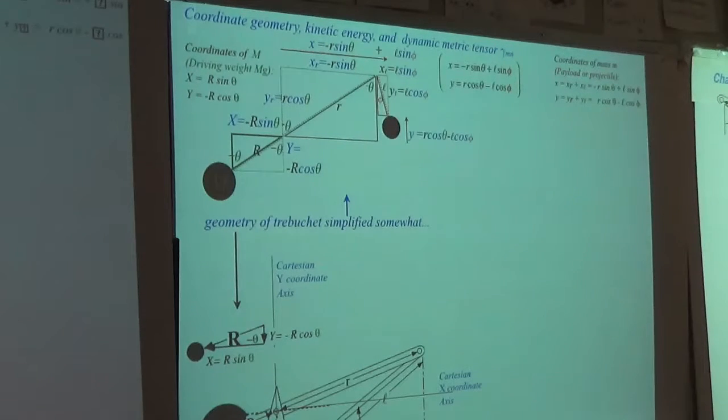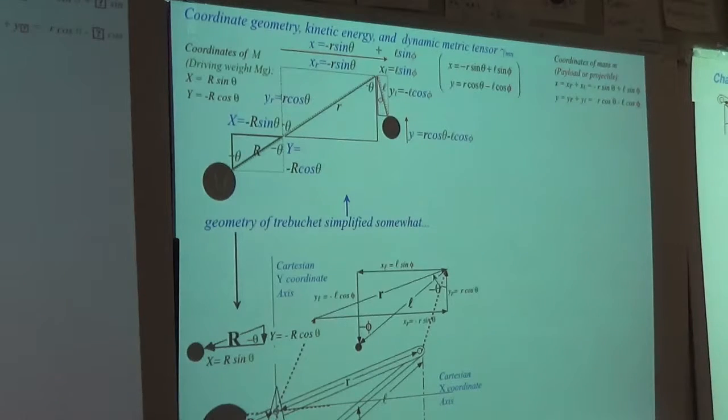Okay, so basically what we got when we add these two x coordinates and then these two y coordinates is the equation on which we're going to differentiate and get our Jacobian. And that's the main thing.